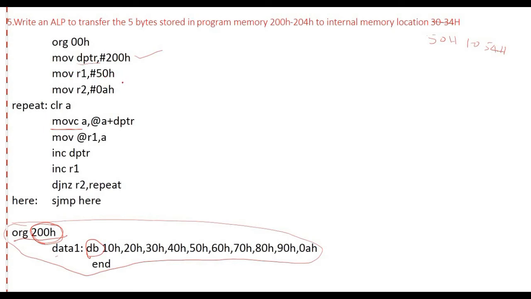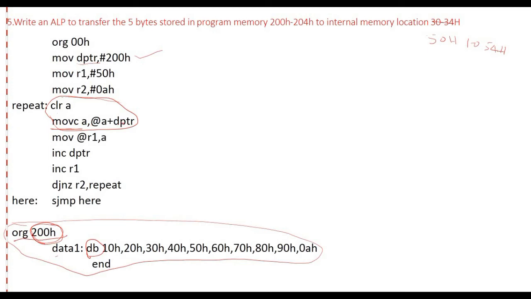That is MOV R1, #50H, and then the counter, which tells how many elements we are going to transfer from ROM program memory into internal RAM locations, right? So next, this is very important. The form of the MOVC instruction in 8051 is MOVC A, @A+DPTR, which means the address will be formed using the accumulator. That's why we first clear the accumulator and then use the instruction MOVC A, @A+DPTR.